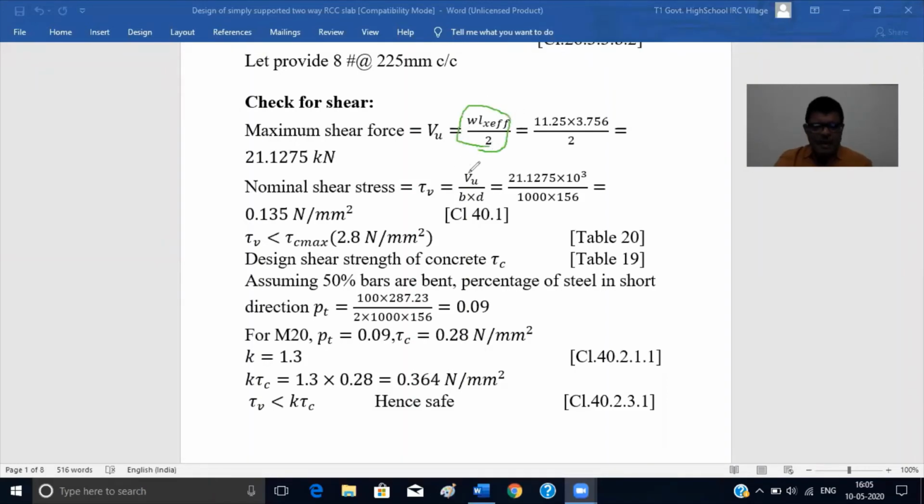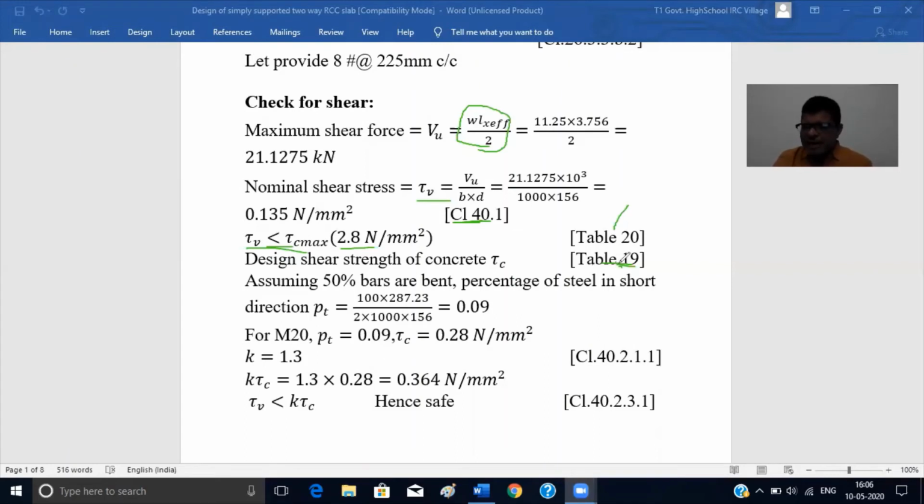Now, nominal shear stress, tau v is equal to V by bd. You can go to clause 40.1 in your page number 71, 72. Then tau v less than tau c maximum. Tau c maximum again is 2.8 from table 20, and from table 19 in page 73, you can open now your RCC code. Go to page number 73.